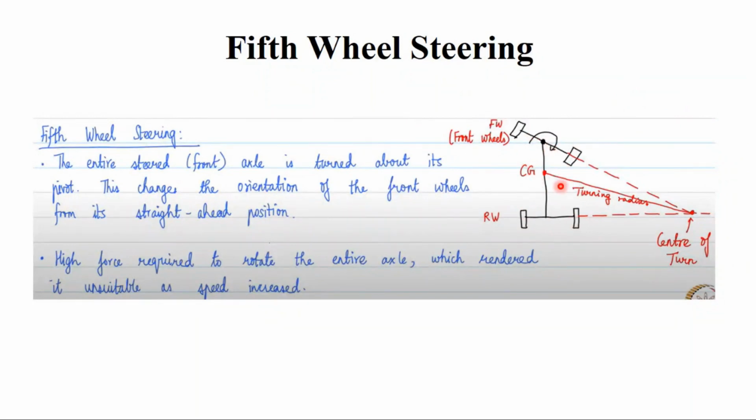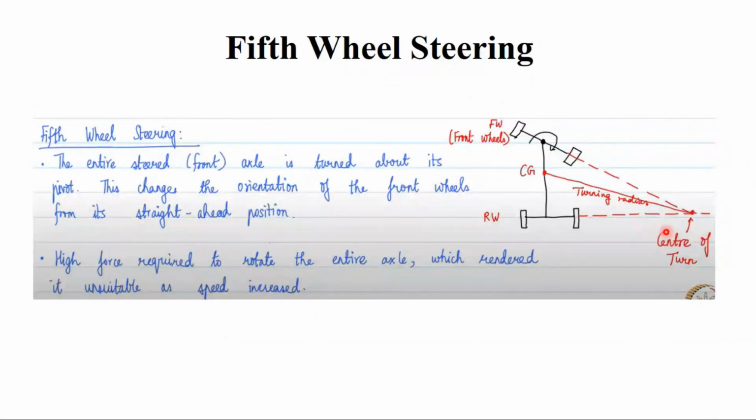When the vehicle is turning, what happens? The front wheel will be like this, and the rear wheel remains the same. Now listen to this carefully. I am going to draw a line from the front wheel, shown in dotted red. Similarly, from the rear wheel, I am going to draw a line like this. Both these lines will meet at a point called the center point, which is nothing but the center of turn.